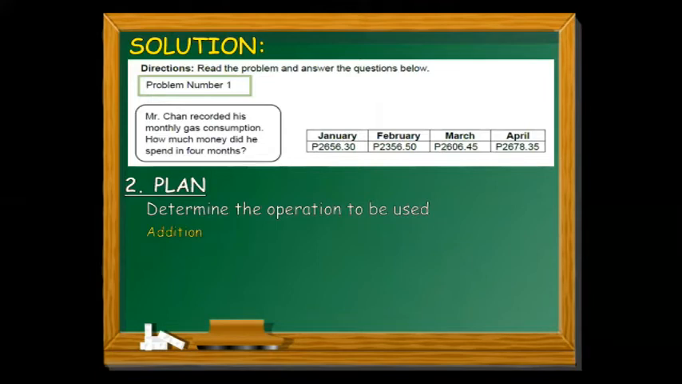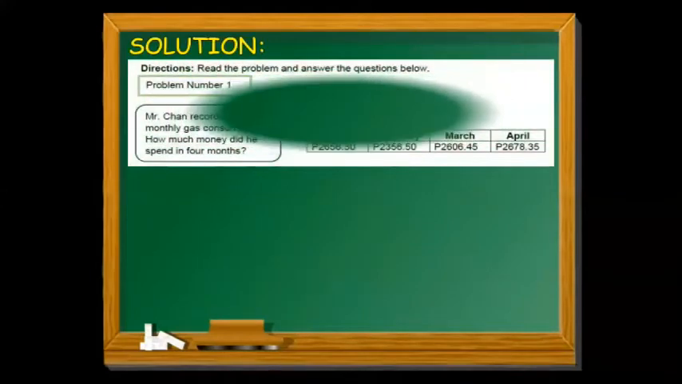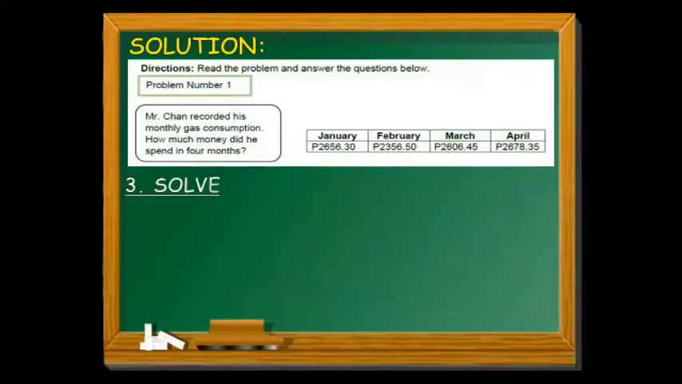Okay? And then, the next step for the plan is we need to write the number sentence. Pag na-write yung number sentence, i-add lang natin isa-isa pero wala pang sagot. Like, we will just write 2,656 and 30 cents plus 2,356 and 50 cents plus 2,606 and 45 cents plus 2,678 and 35 cents is equal to n. So that's the number sentence. Kapag nakuha na natin yan, the next step we need to do now is we need to solve. At kapag nag-solve tayo, we need to show our solution.